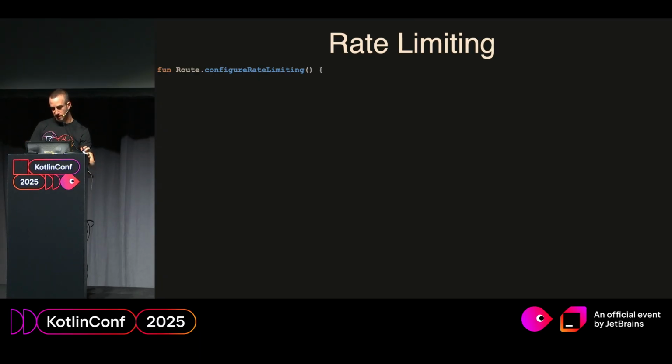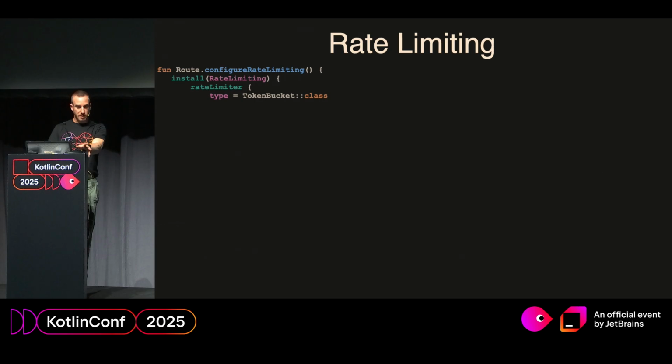So we define an extension function on the route. We install the rate limiting plugin, which is a route scope plugin, onto that route. And then we define a rate limiter. The plugin offers us different types of algorithms to be used. We're going to go with a token bucket here. We define a capacity and a rate. And we're done with that.